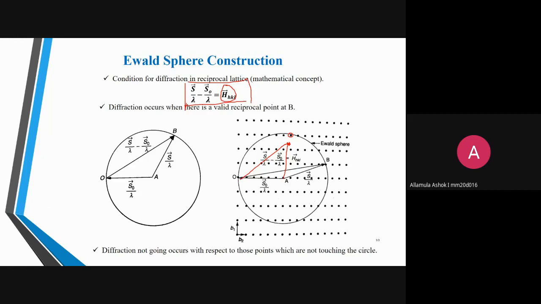This is what we see in a transmission electron microscopy diffraction pattern, for example. The reciprocal lattice points which touch this Ewald sphere are different for different 14 Bravais lattices, so that we can characterize a material by using diffraction as a tool. And one more thing, diffraction is not going to occur with respect to those points which are not touching the circle. There is no diffraction. This is the region in the reciprocal space. Only those points which touch the Ewald sphere satisfy the diffraction condition in reciprocal space. This is how we define this derivation.